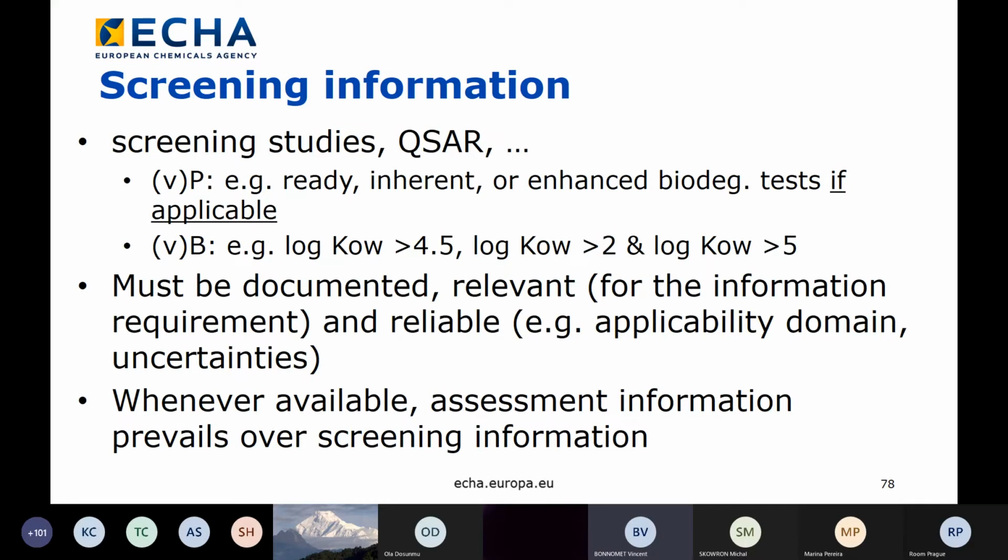Example of screening information for bioaccumulation is based on log KOW or log KOA. Sorry, there is a mistake in the slide. So if you have a log KOW above 4.5, it means that the substance screens for B. Or if you have a log KOW above 2 and a log KOA, sorry, it's KOA above 5, then the substance screens for bioaccumulation in air-breathing organisms.